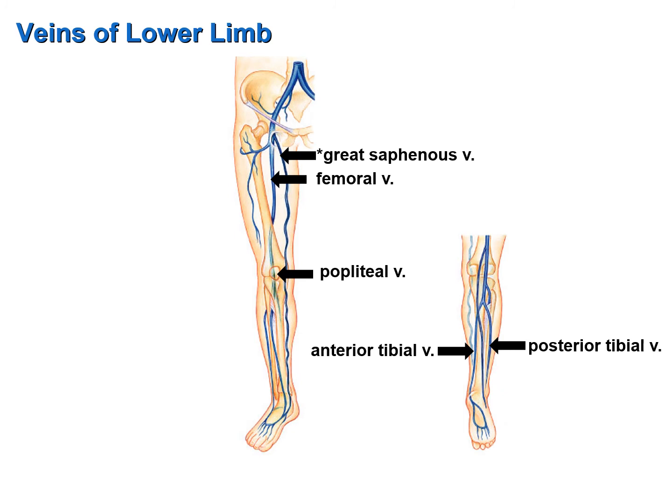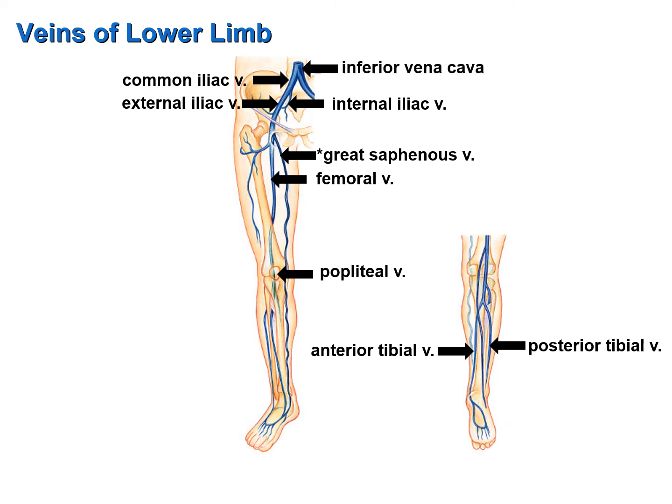The great saphenous vein merges with the femoral vein to form the external iliac vein. The external iliac vein merges with the internal iliac vein to form the common iliac vein. The two common iliac veins merge to form the inferior vena cava.